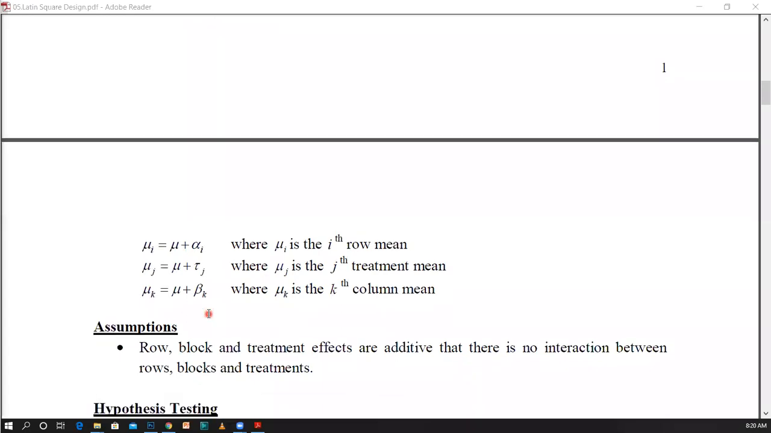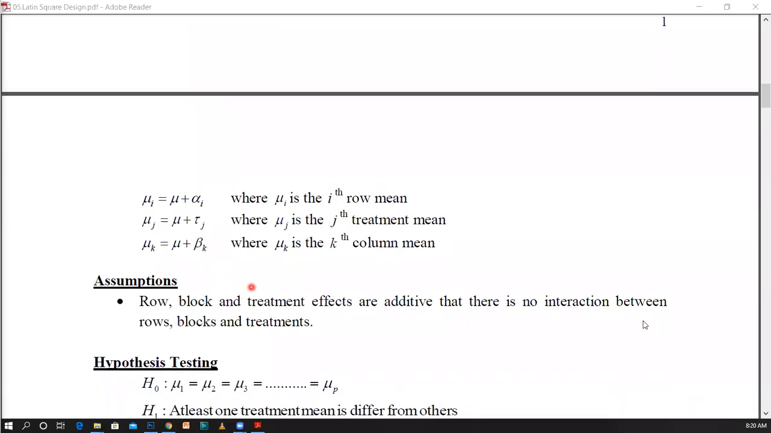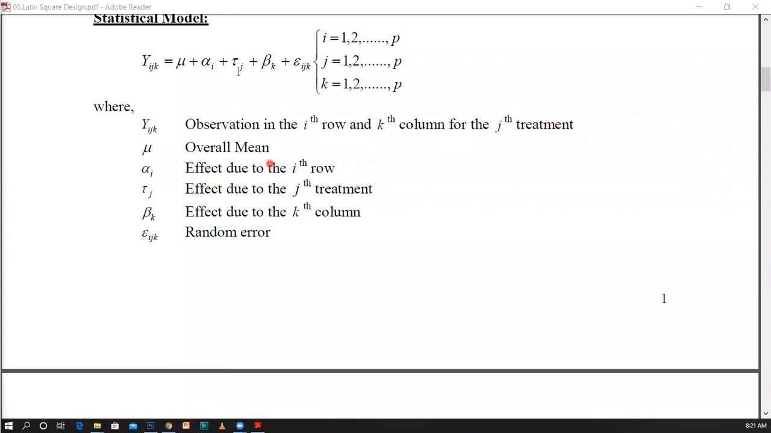And I told you that the Lattice design is a completely additive model and we are not going to consider any interaction terms. This is the one major assumption that we are making for the Lattice design. Here we have to say that row, block and treatment effects are completely additive and there will not be any interactions between row blocks and the treatment. Based on this assumption, we are saying that the Lattice design is a completely additive model. Therefore, we do not need to add any interaction terms here. It is given as an additive model.